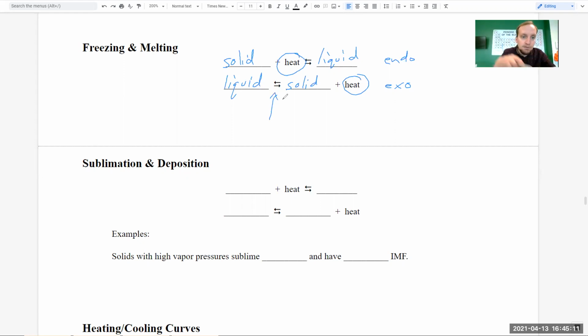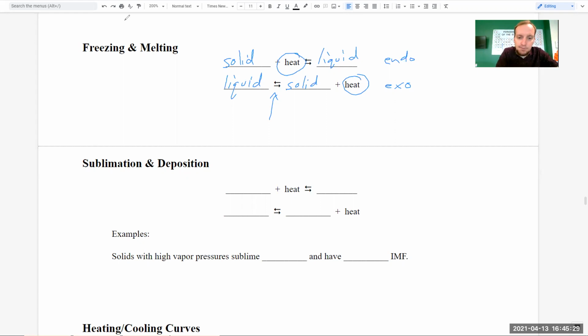Moving on, for sublimation and deposition, you guys probably have been exposed to this at some point, but maybe it went in one ear and out the other, because we don't talk about sublimation or deposition very often, but they are a phase change and they do occur. They're just not quite as common.